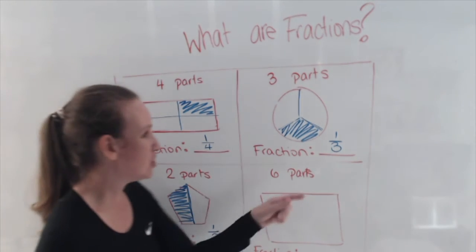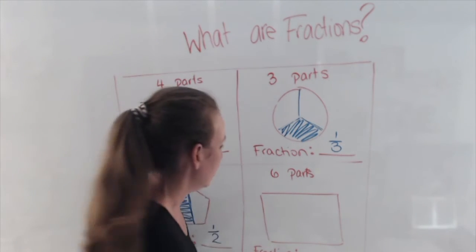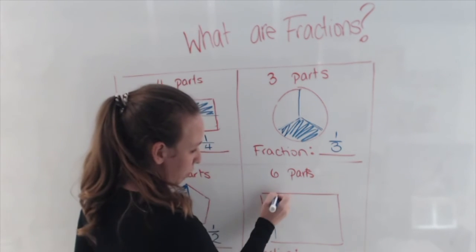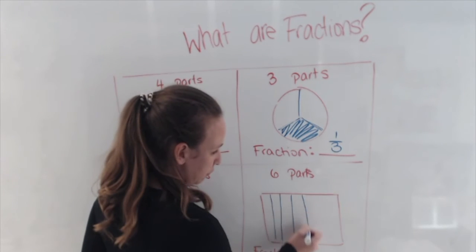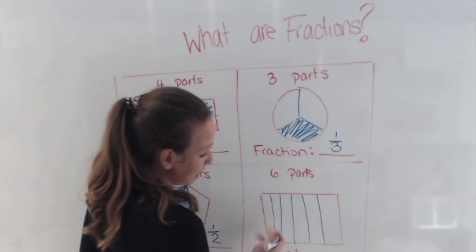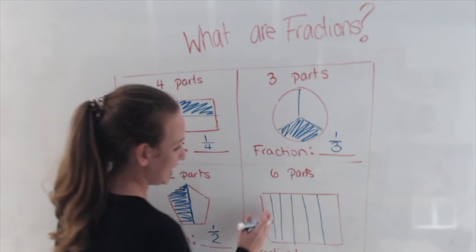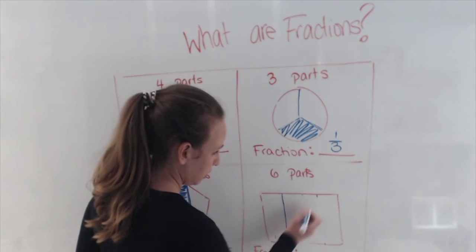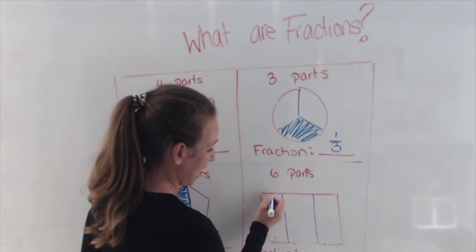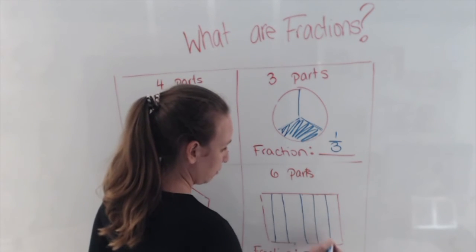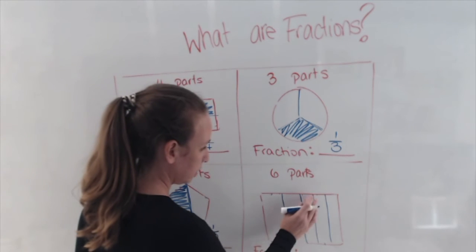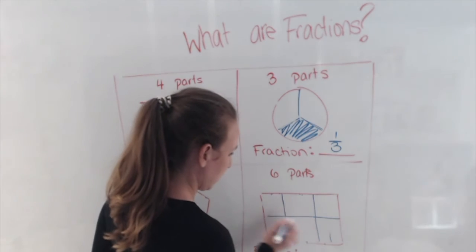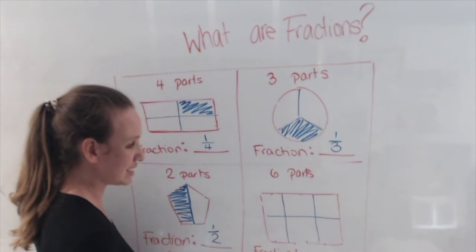Last and not least, we can try 6 parts. So let's break this one apart into 6 pieces. Now, you can draw lines going down. That's 1, 2, 3, 4, 5, 6. It makes it a little bit hard to get exact pieces. You can break it into thirds first, and then cut those in half that way, which I think is easier. Or you can cut them in half this way. And look, I have 6 equal pieces.